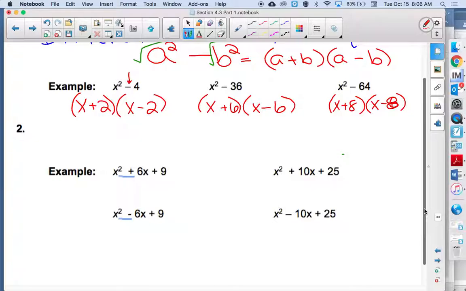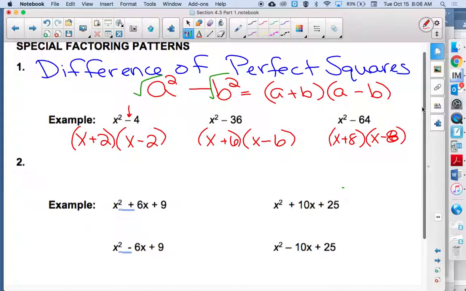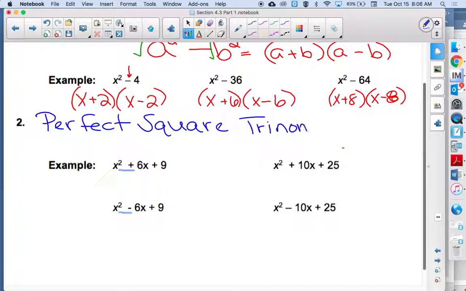So we have one other type of all of this factoring. So it's still a perfect square. These were the difference of perfect squares. So I have 2 numbers that are perfect squares. The next set of examples are called perfect square trinomials. So perfect square trinomials, these are now 3 pieces.